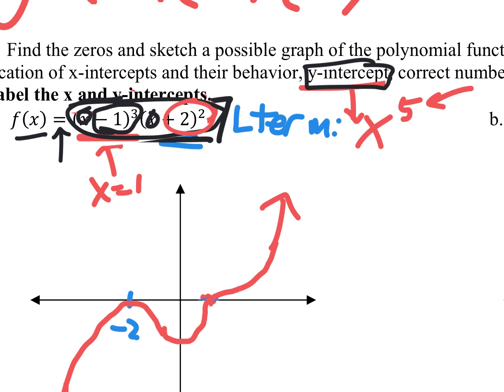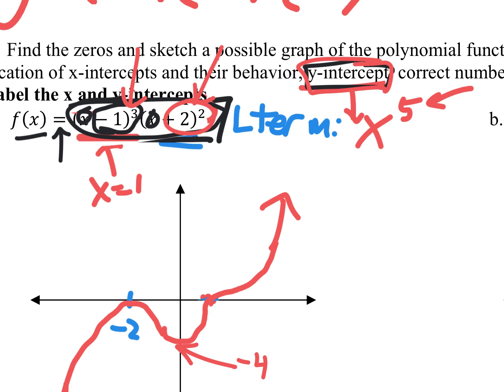Negative 4. Yep. This was negative 1, this was 4. Negative 1 times 4 is negative 4. Okay, so it asked me to label the y-intercept, so there it is, and I should say that's negative 4 right there. A lot of people are going to forget that on the test, and since it says you have to have the y-intercept there, then you have to say what it is.